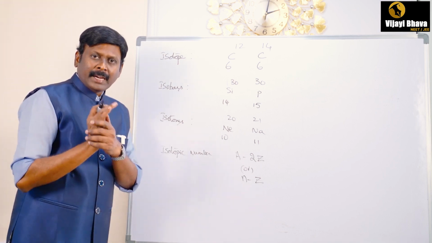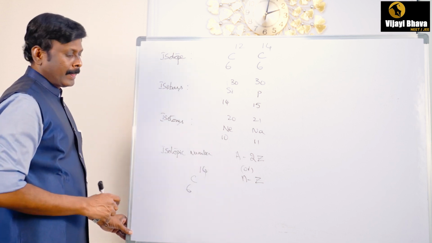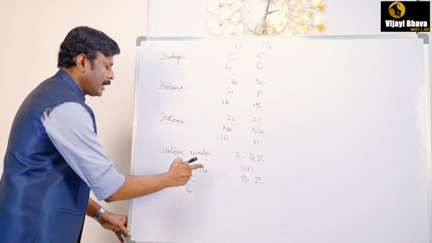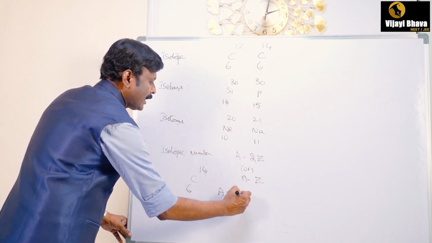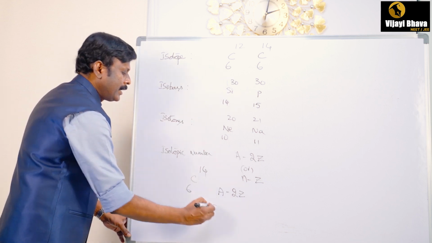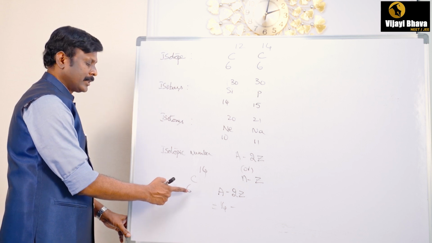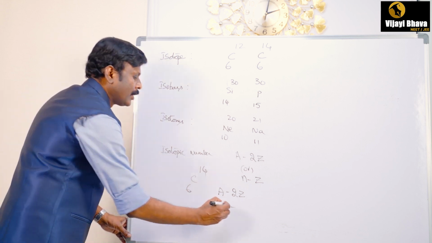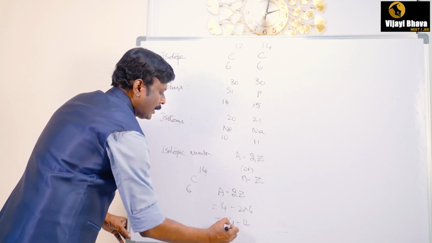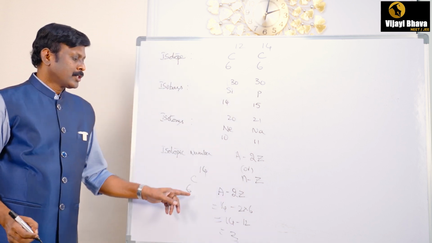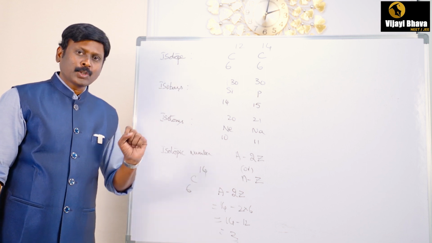Let me take an example and explain this particular concept. 6C14. The isotopic number of this comes out as, I told you, isotopic number is the value of A minus 2Z. Here A is 14 minus 2 into 6, the atomic number of this is 6. So 2 into 6, this becomes 14 minus 12. It is 2. So this is how isotopic number is calculated. So the value of A minus 2Z becomes the isotopic number.